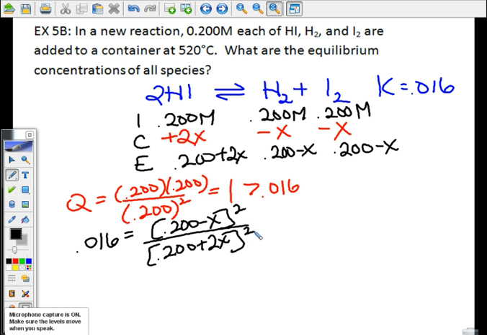We can still take the square root of both sides. I want you to try to work it out. Practice your math.